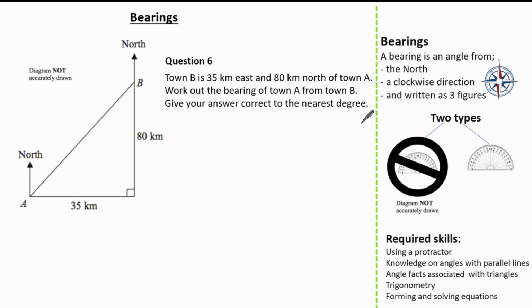Now let's have a look at a slightly harder question. It states that town B is 35 kilometers east and 80 kilometers north of town A. We're asked to work out the bearing of town A from town B and give our answer correct to the nearest degree. As a little hint, we have to use trigonometry. So let's see if you can give it a go and press pause if you need.